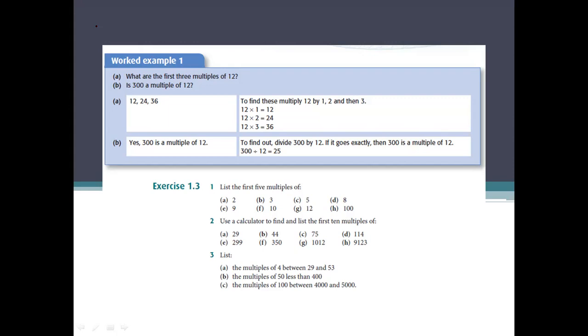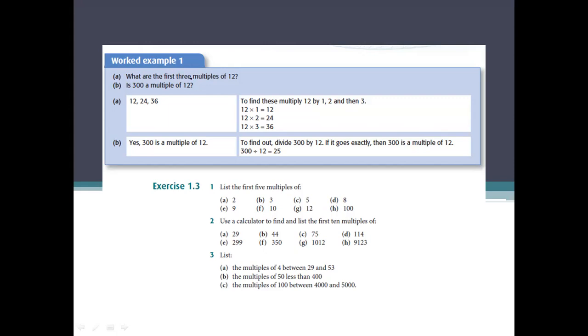12 is an even number. It doesn't matter, we just need some multiples of 12. The first three multiples of 12 means, as you see, 12 times 1, 12 times 2, 12 times 3. The answers are 12, 24, and 36. To find these, multiply 12 by 1, 2, and then 3.